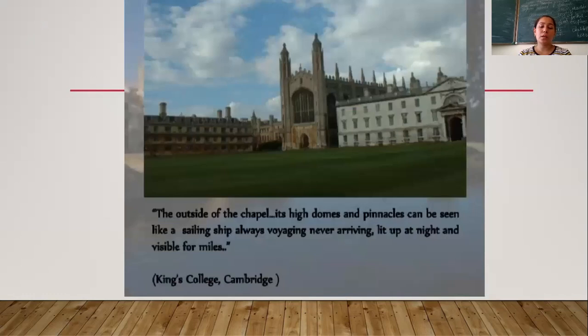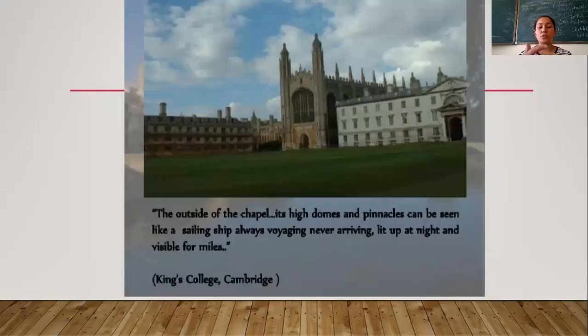The outside of the chapel, its high domes and pinnacles can be seen like a sailing ship always voyaging, never arriving, lit up at night and visible for miles. So it's about King's College, just the building.